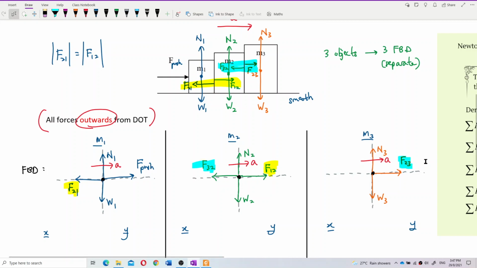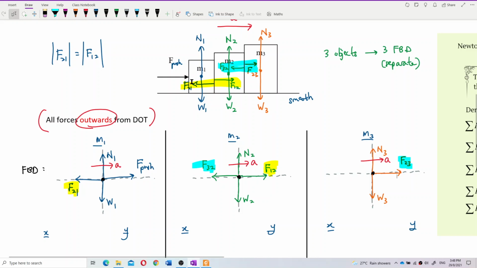F32 and F23, they are equal. The pushing force only pushes on mass 1. It doesn't directly push on mass 2 or mass 3. It is mass 1 that pushes mass 2, and mass 2 that pushes mass 3. Pushing force doesn't push mass 2 and mass 3 directly.